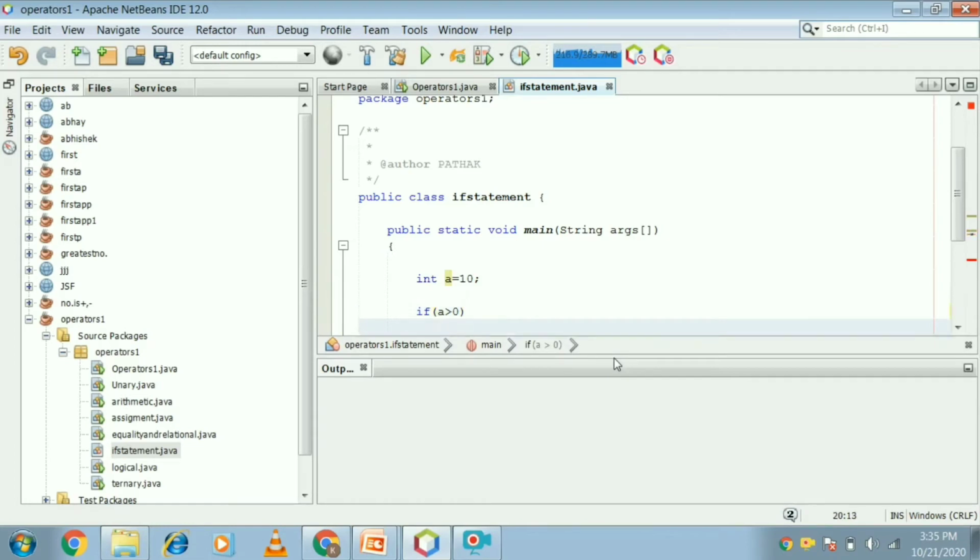if a is greater than 0, then System.out.println statement is true.